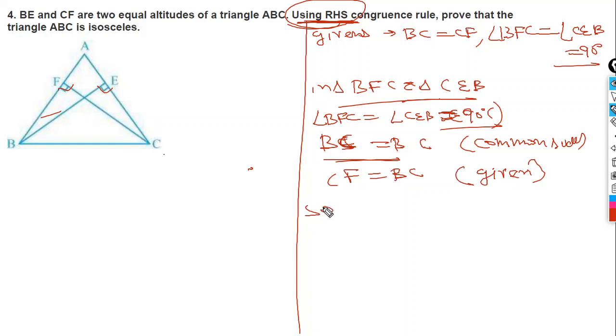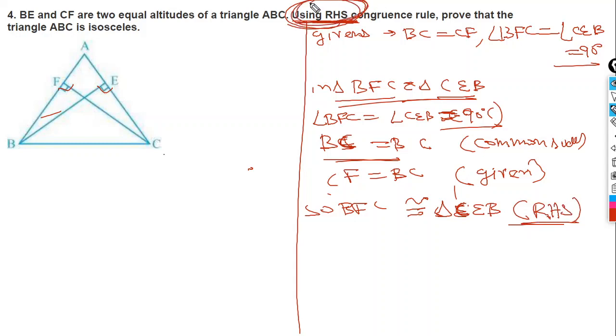So we can write, first we have taken triangle BFC, so triangle BFC will be congruent to triangle CEB, by the RHS rule. In the question it had asked us to prove through RHS, so we have used the RHS congruency rule. Now what we will do? As these two triangles are congruent, we will prove that angle B is equal to angle C.